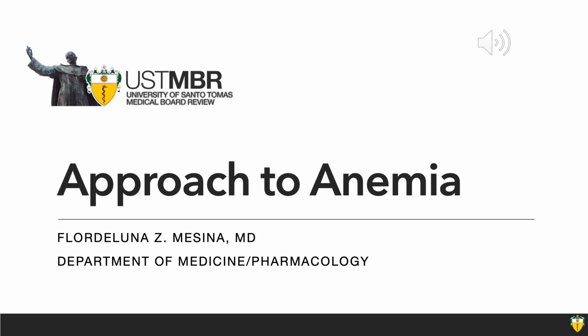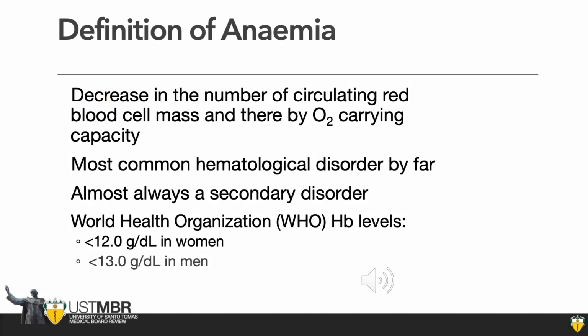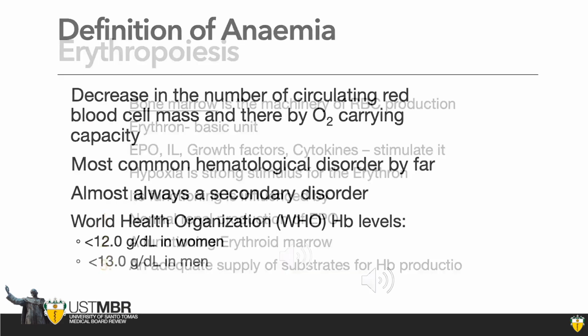Let's start off with the most common RBC disorder, which is not only the problem of hematologists, but I'm sure more than once in your career as a physician, you will encounter this, and that is anemia. Anemia is defined as decrease in number of circulating red blood cells or a decrease in the level of hemoglobin and or hematocrit. The World Health Organization defines this as a hemoglobin level of less than 12 grams per deciliter in women and less than 13 grams per deciliter in men.